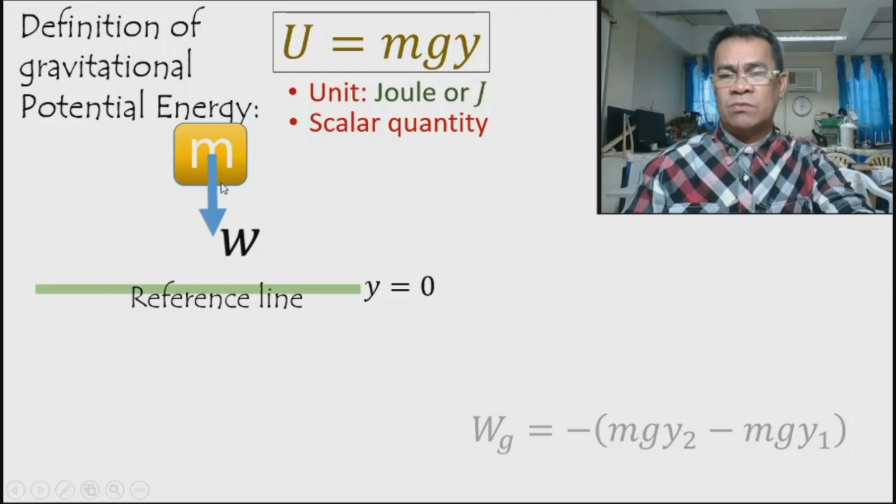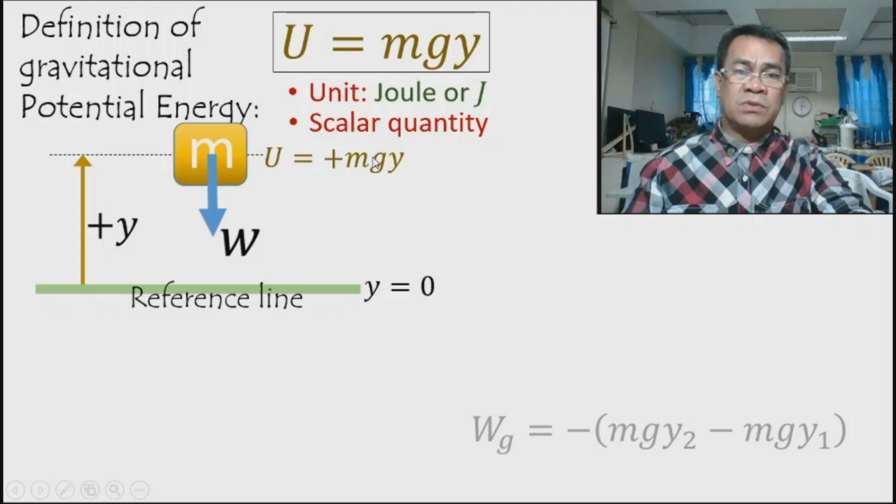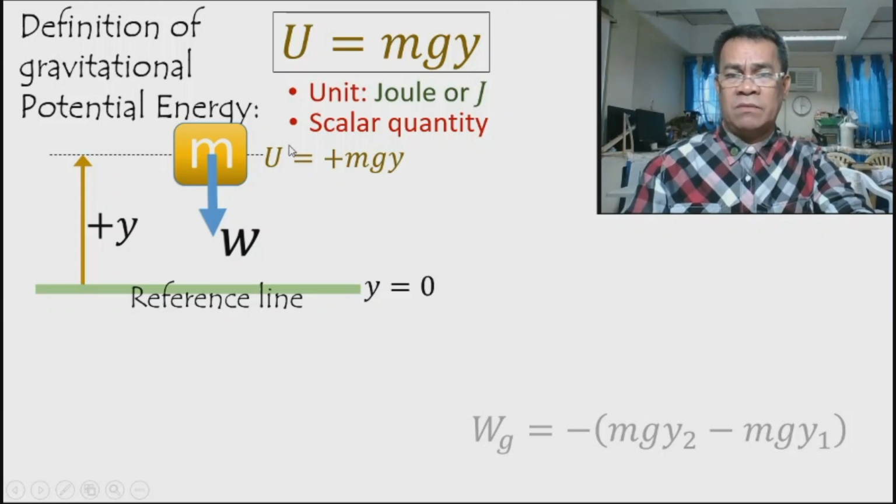And the tendency of the object is to move downward. So in that case, our y is positive. So if you substitute this positive y1 here, the potential energy at this point is positive. Why? Because mass is always positive. Gravity is considered positive because it is downward. It is the same as the force. So therefore, the unit of the energy depends upon the unit and the value of y. Since y is positive, then we have the gravitational potential energy positive.